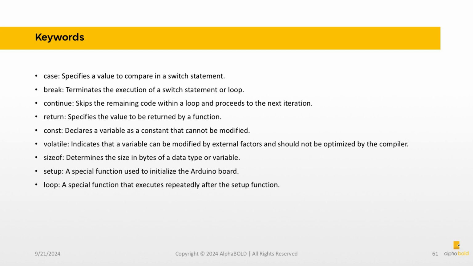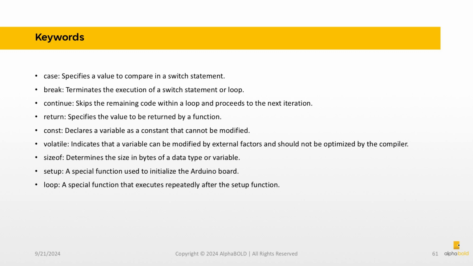Break terminates the execution of a switch statement or loop. Continue skips the remaining code within a loop and proceeds to the next iteration. Return specifies the value to be returned by a function. Const declares a variable as a constant that cannot be modified.